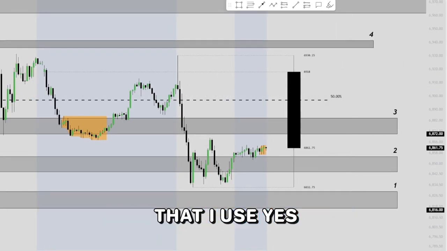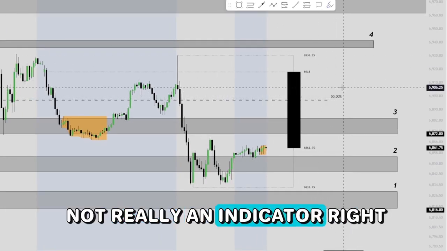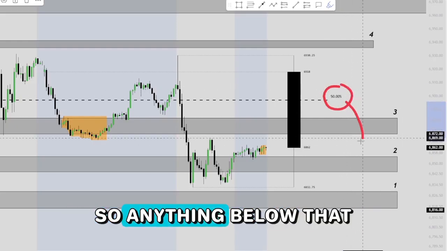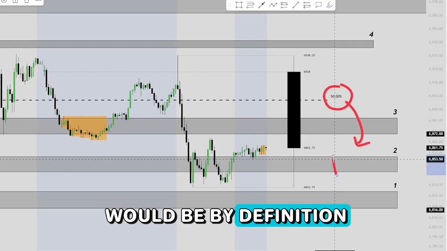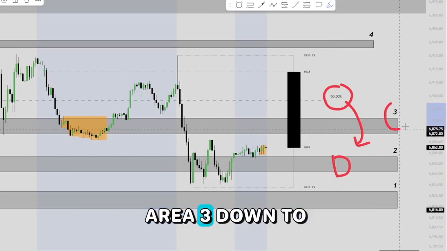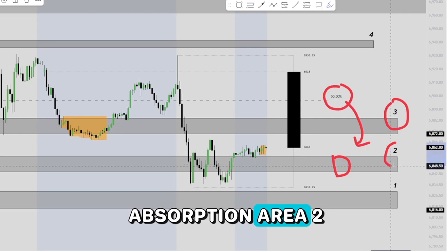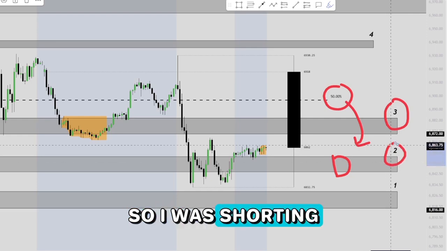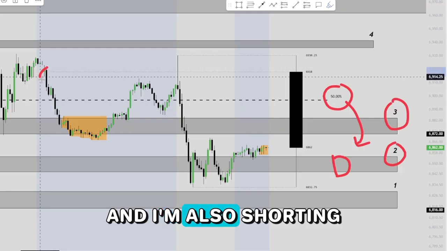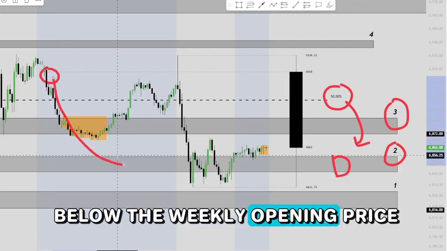yes, I use the fib, even though this is not really an indicator, right? So this is the 50% area. So anything below that would be by definition a discount. However, I shorted from absorption area 3 down to absorption area 2. So I was shorting a discount. So that is technically breaking the rules. And I'm also shorting below the weekly opening price.